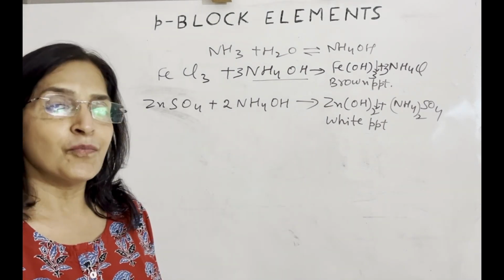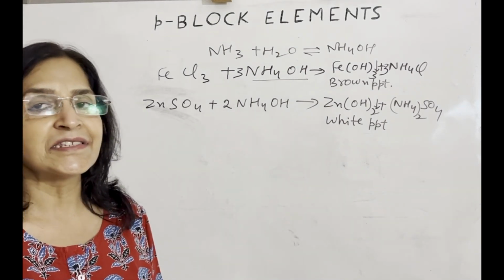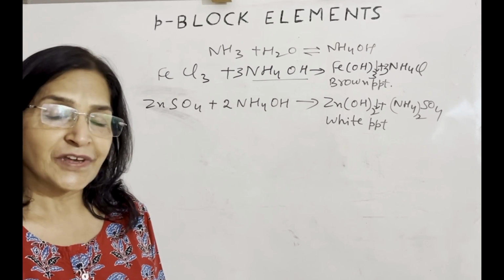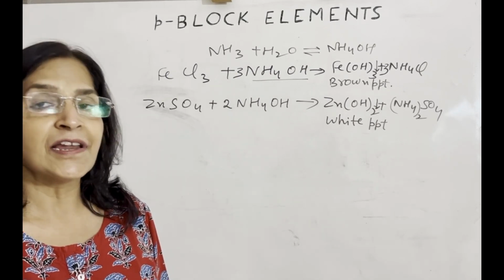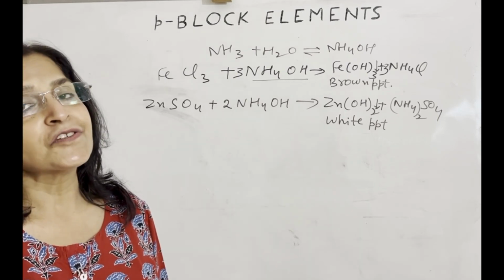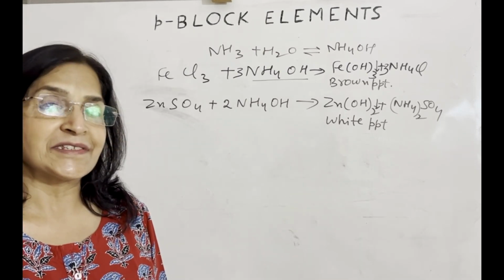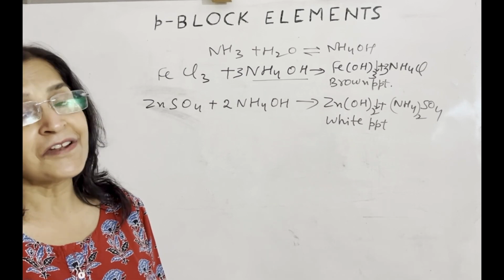Uses of ammonia. Ammonia is used as a laboratory reagent. Ammonia is used in the manufacturing of nitric acid. It is used in the preparation of nitrogenous fertilizers. It is used in the manufacture of sodium carbonate by Solvay process. And liquid ammonia is used as a refrigerant.